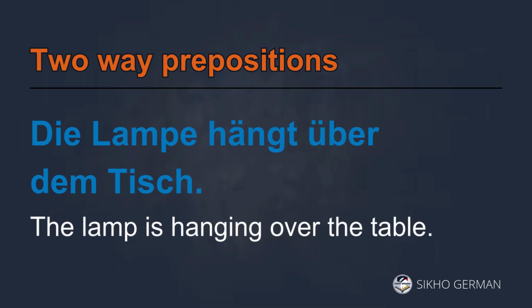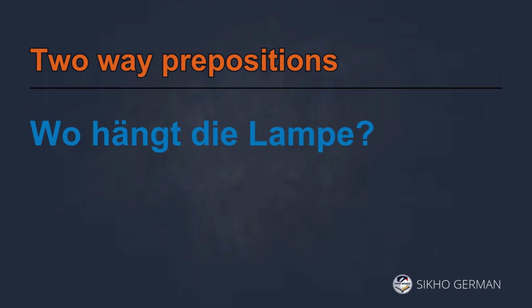Die Lampe hängt über dem Tisch. The lamp is hanging over the table. This uses dative because there's no movement. The lamp is already positioned over the table. Wo hängt die Lampe? Where is the lamp hanging? Answer, über dem Tisch. The masculine der becomes dem in dative.